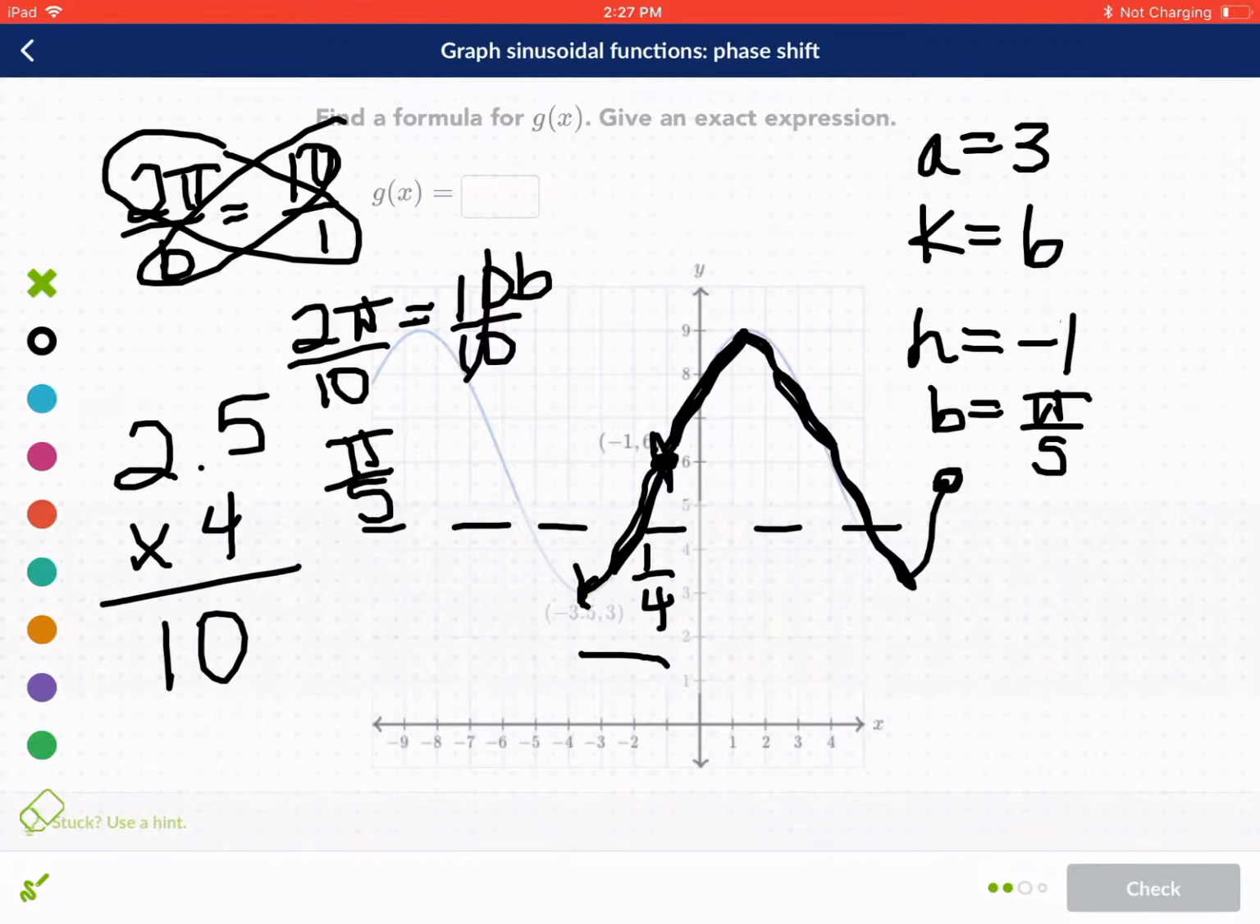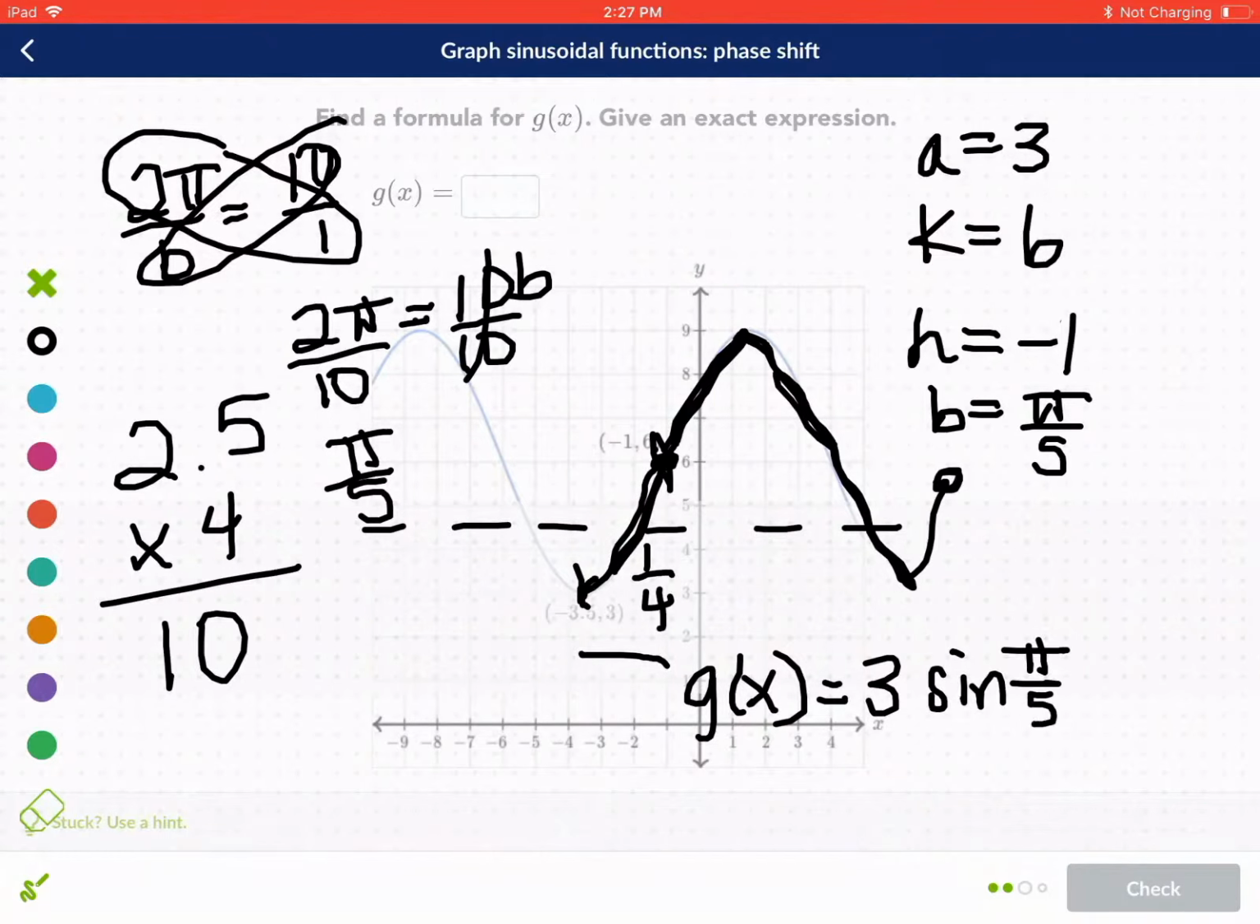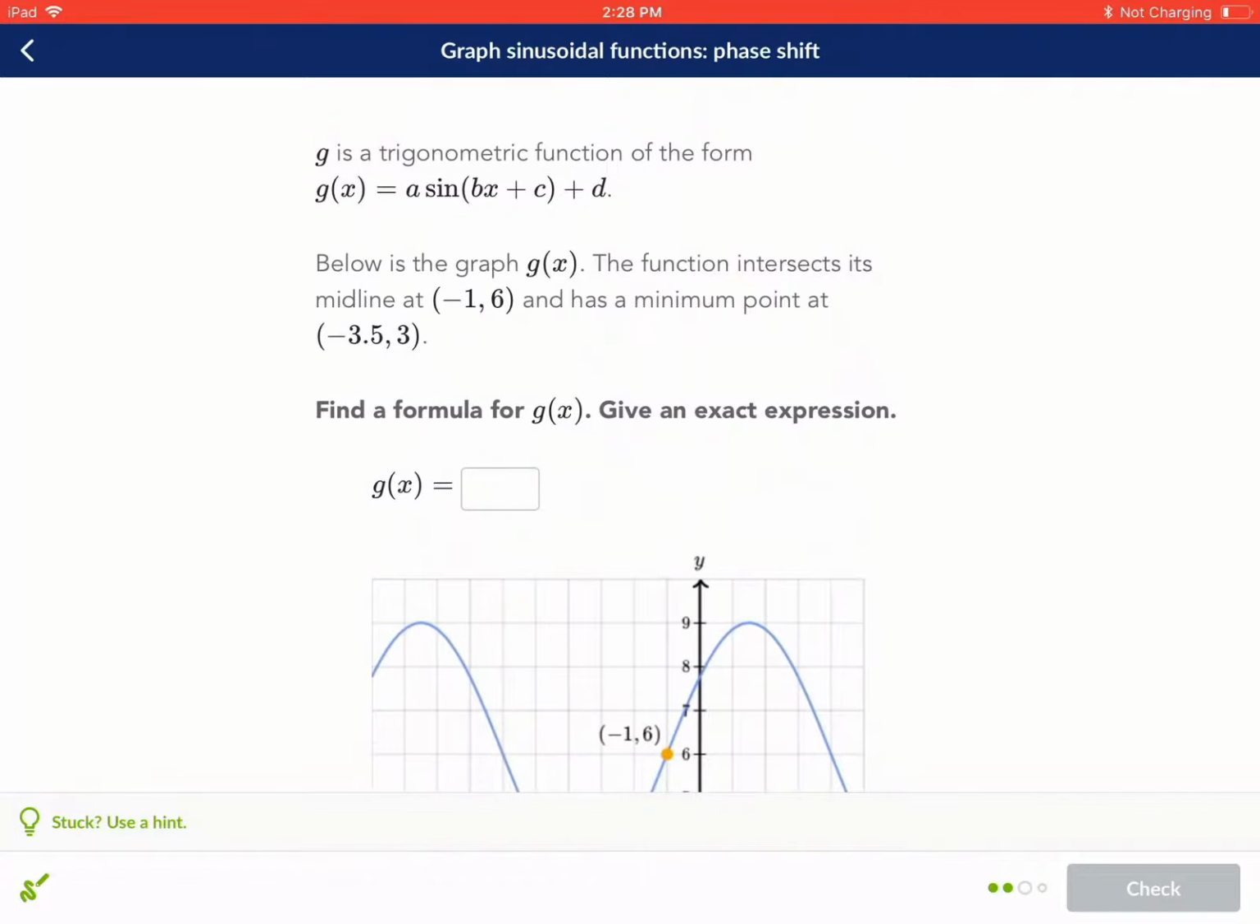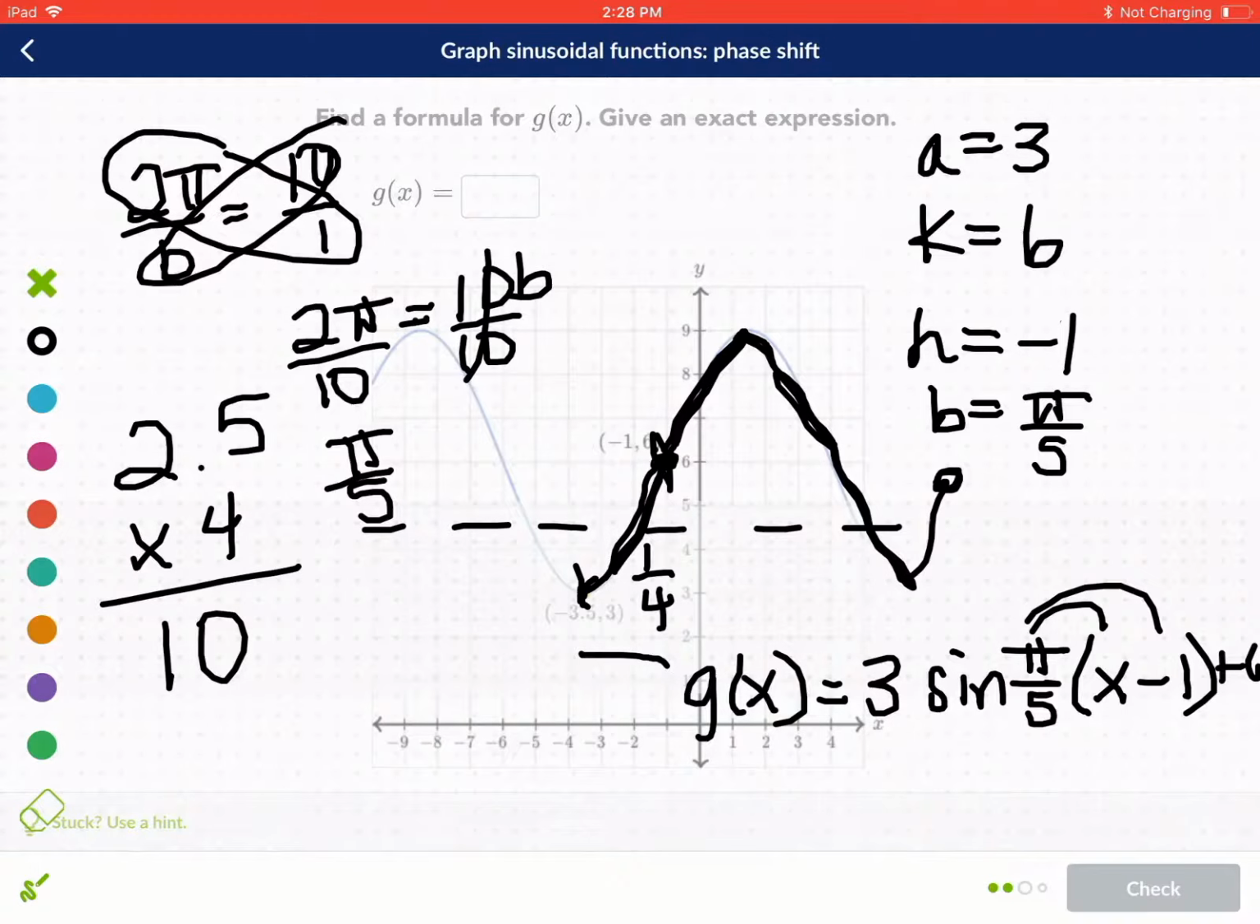Okay. Now I have all that information to write the equation. So I have 3 sine pi over 5 x minus 1 plus 6. Now remember, in Khan Academy, they want that B on the inside, so you have to distribute that. So it'll be sine of pi over 5 x minus pi over 5 on the inside when you distribute that.